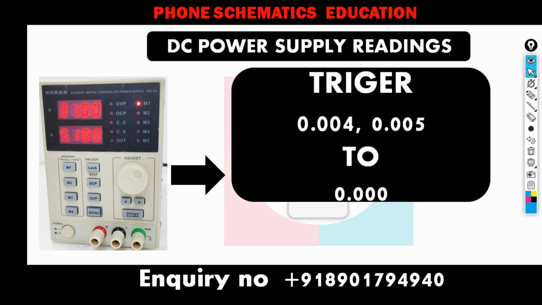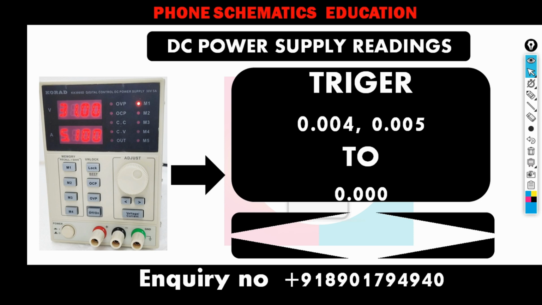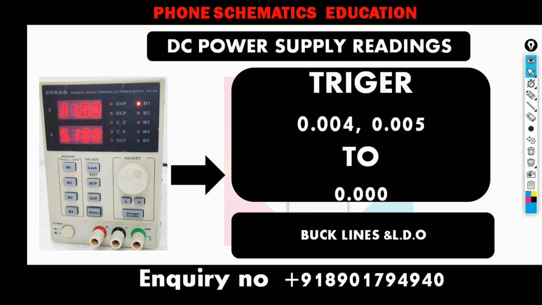Now, in the next case, when you connect your phone to the DC power supply, after you press the power on/off button, it shows 0.04, 0.05 and goes back to zero. This problem goes to the buck lines and LDO, right? Maybe a buck line short, maybe a higher LDO, lower LDO, or any major LDO short.